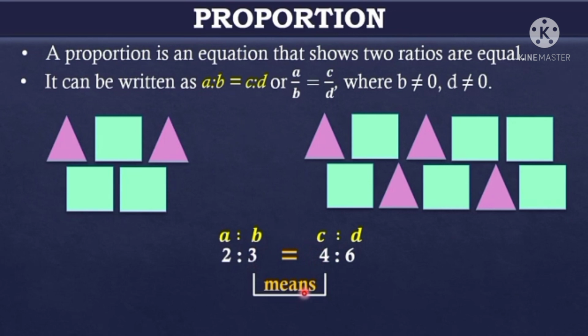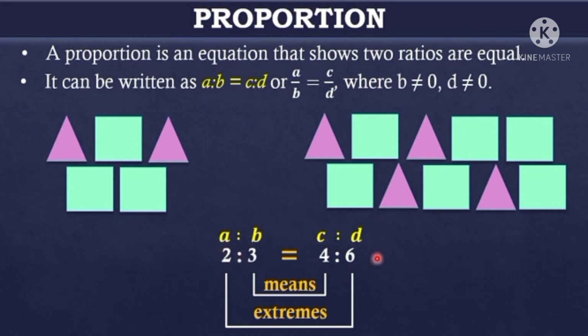These are the parts of the proportion. These are your terms, 2, 3, 4, and 6. 3 and 4 are your means. 2 and 6 are your extremes. How can we check that these two ratios are true and it is a proportion?